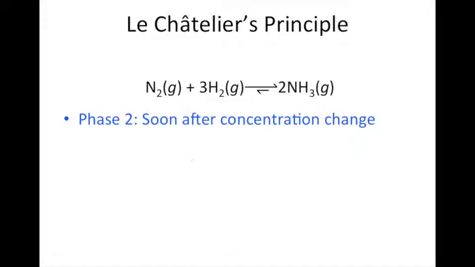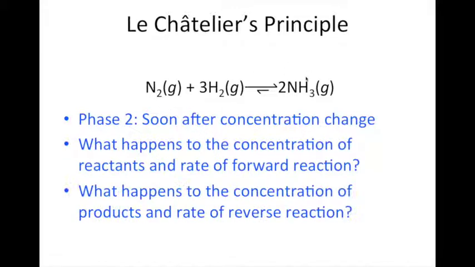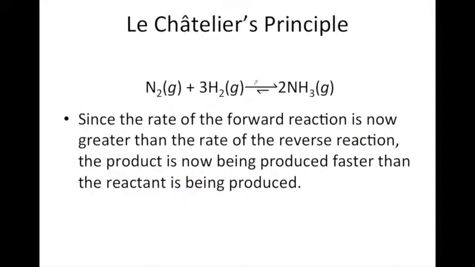So now, soon after the concentration change, what's happening next? What happens to the concentration of reactants and the forward rate of reaction? And what happens to the concentration of products and the rate of the reverse reaction? Let's explain that. Remember, we added the nitrogen and the rate of the forward reaction increased, while the rate of the reverse reaction remained constant because we initially did not change the concentration here.